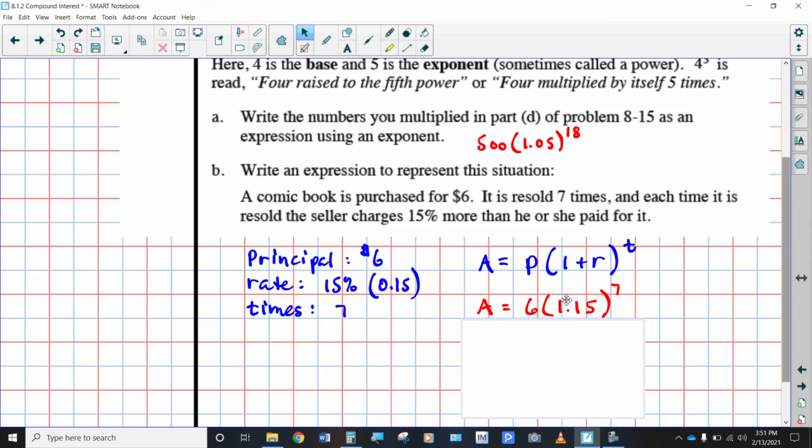But it might be easier to just take 1.15, raise it to the power of 7, and then multiply times 6. If you don't have a calculator that can do this, I would recommend getting one from Walmart or Target or any store that sells scientific calculators. They're only about $10. They're not expensive, and they will literally last you all the way through high school and college and after college, if you take care of it, of course.